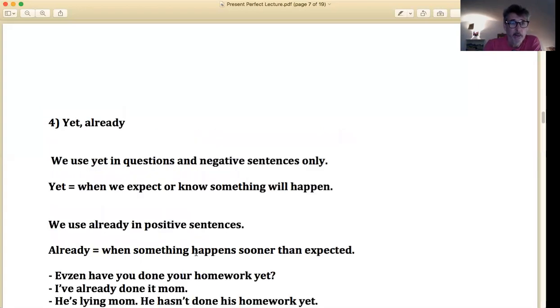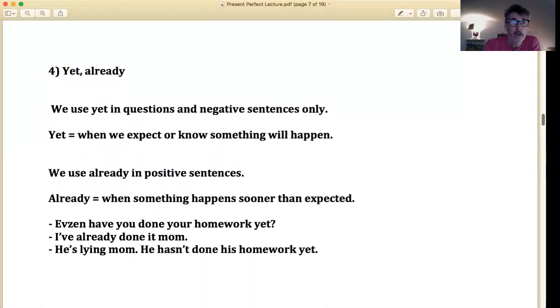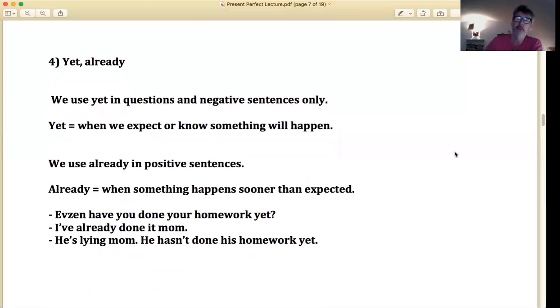All right. So again, now we have yet and already. We use yet in questions and negative sentences, not in positive ones. And the idea with yet is that we know it's going to happen. It's clear that this event is going to happen, but we don't know if it has happened yet. We don't know.